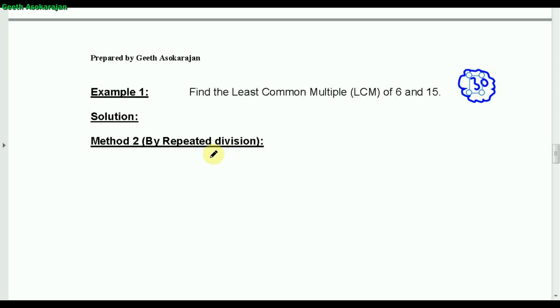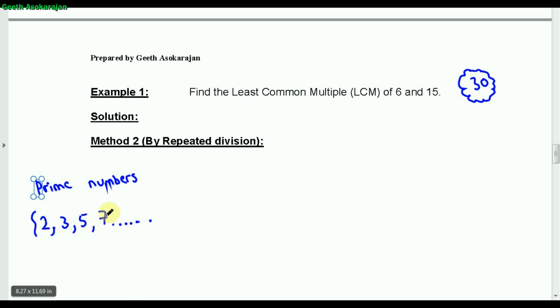Now by repeated division, we're dividing these two numbers repeatedly by prime numbers. What do I mean by prime numbers? Let me remind you. Prime numbers are numbers which can be divided only by themselves and 1. For example, 2 is a prime number, 3 is a prime number, 5 is a prime number, 7 is a prime number, 11 is the next prime number, and so on. But I'm going to stop with 7 for now. You don't need to continue. This list of prime numbers is more than enough for this method.